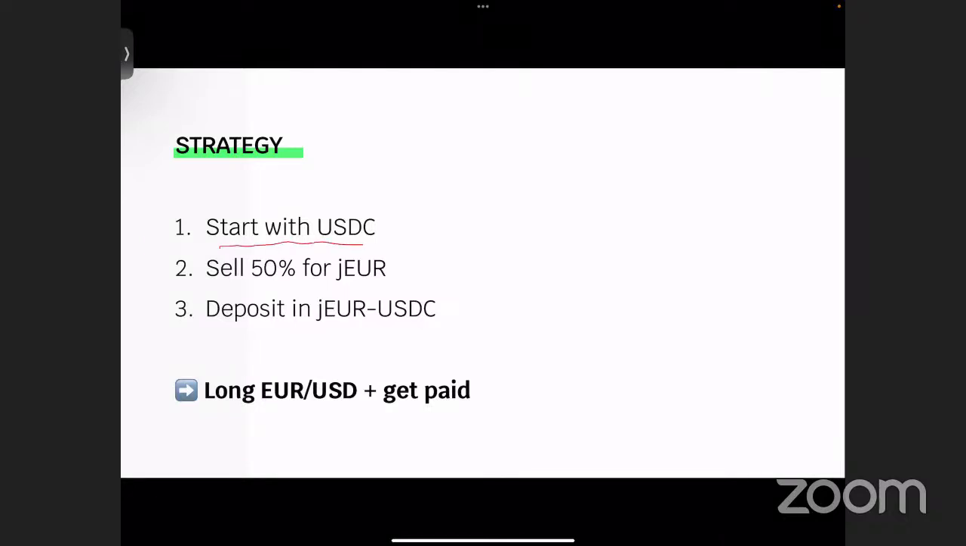Let's say you have USDC. You start with USDC. You sell 50% of your USDC to buy JEuro, and you deposit them into the pool, JEuro-USDC. So what you have done is actually a long on euro dollar, and you get paid for that. So this is for traders.